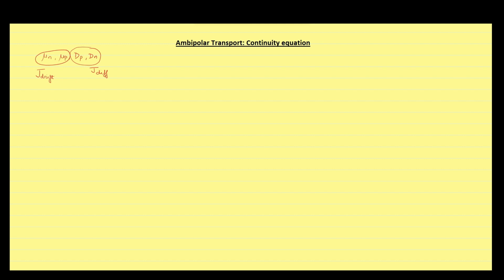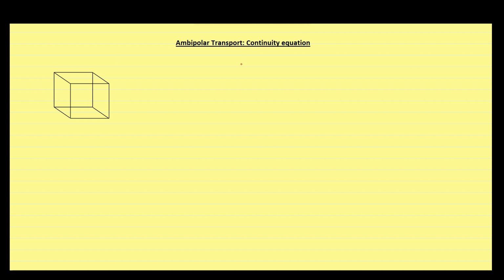In this lecture and the next few lectures, we will focus on the behavior of these excess carriers and will derive the expression for effective diffusion constant and effective mobility. We are going to develop the continuity equation for excess carriers in this lecture.